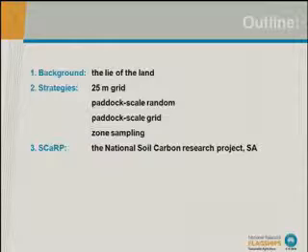I'm then going to finish up with a little introduction to the National Soil Carbon Research Programme with particular focus and highlights from what's going on in South Australia.